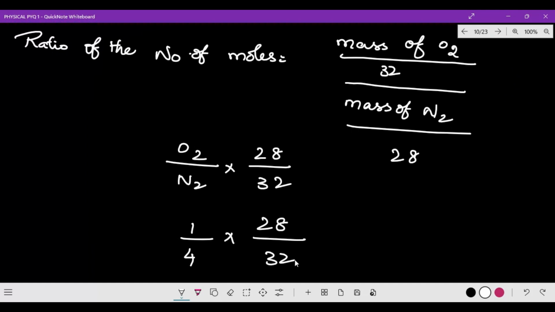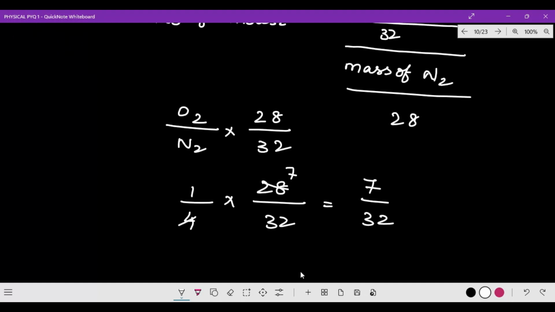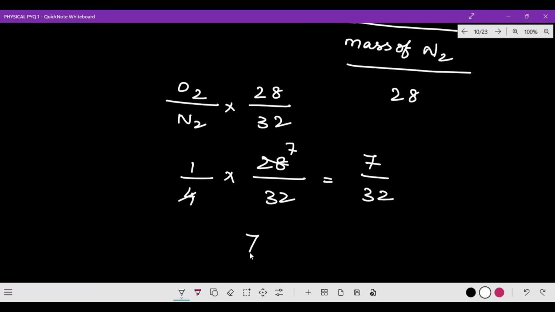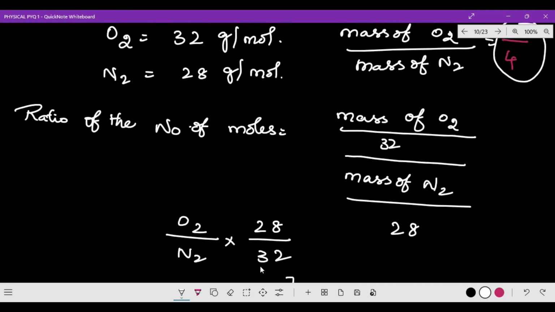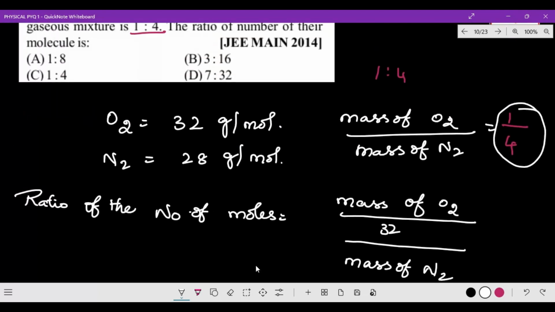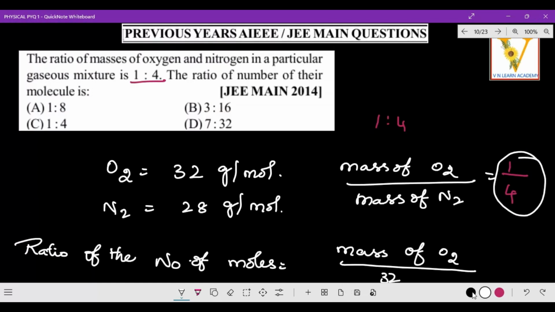Now come on. 4 ones are 4, 4 sevens are 28, right? So you will get 7 by 32. 7 by 32 means 7 is to 32, right? Now let us check whether this answer is correct or not. Yes, option D is telling that I am here. Option D, 7 is to 32. Yes, here is the answer.